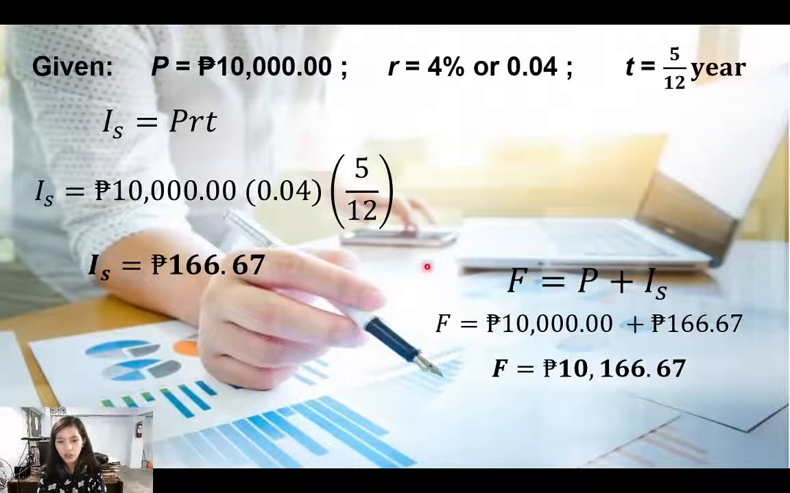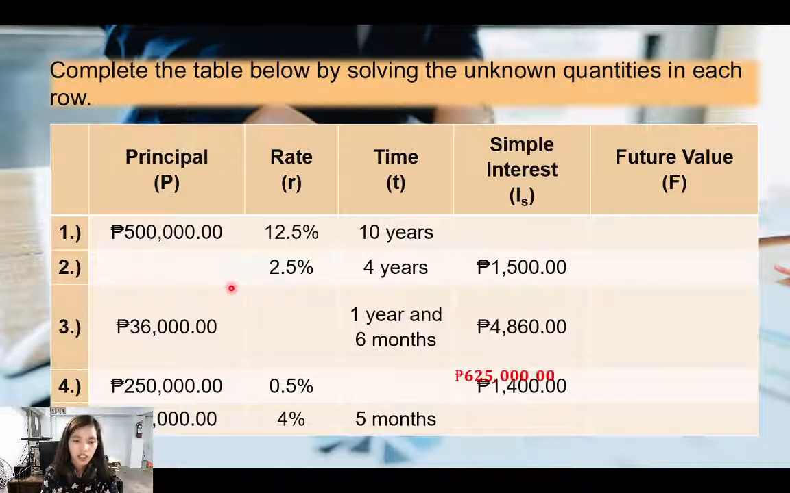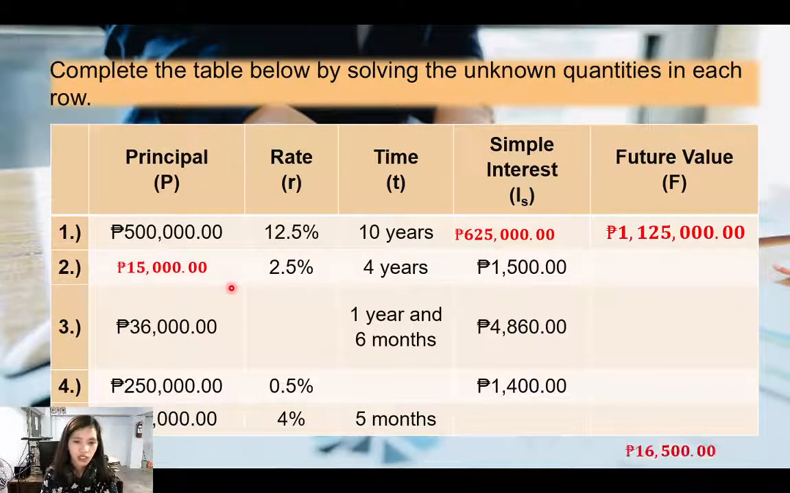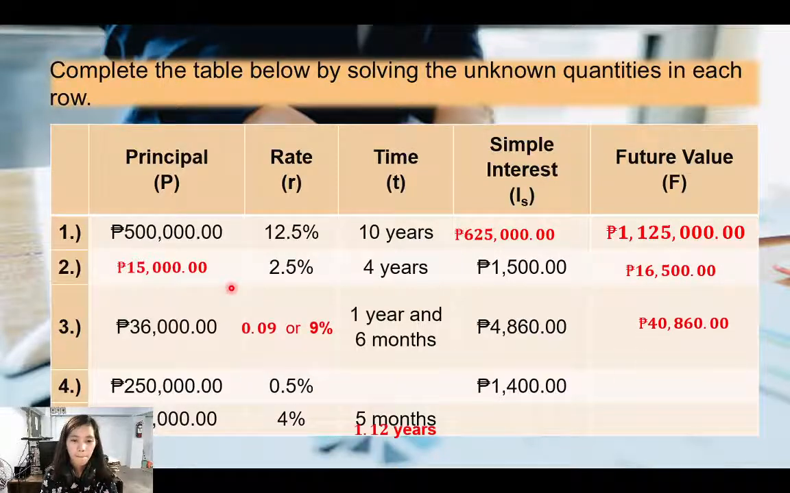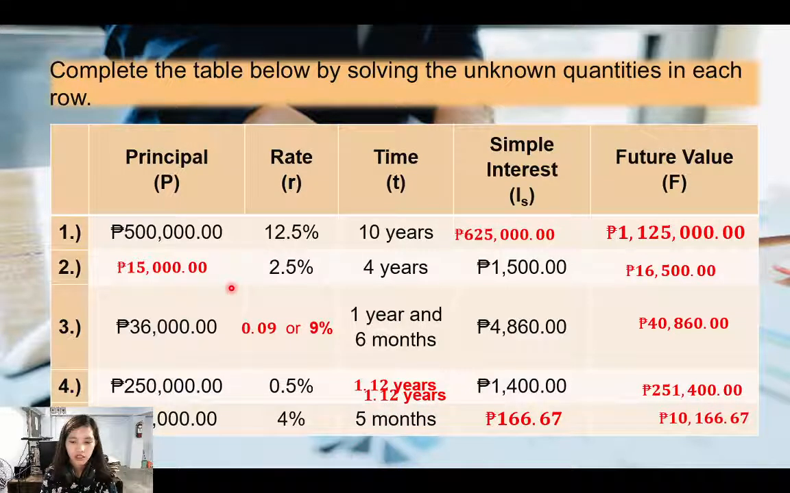Now, let's go to our future value. 10,000 pesos plus 166.67 is equals to 10,166.67. I-add lang natin tong dalawa. Okay. Yan, kompleto na ang ating table. Ganyan lang kasimple mag-compute ng simple interest as long as alam nyo po yung formula.